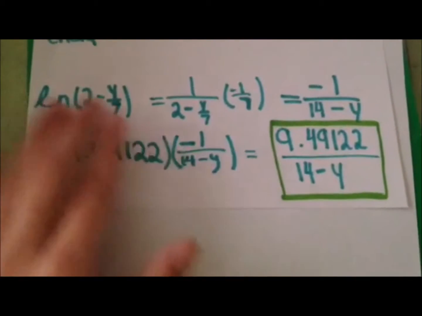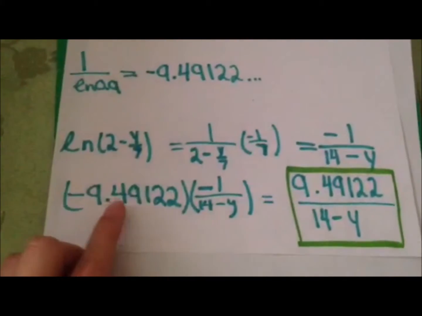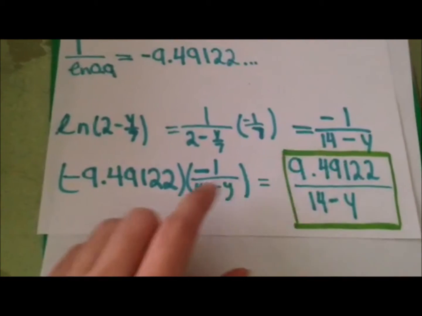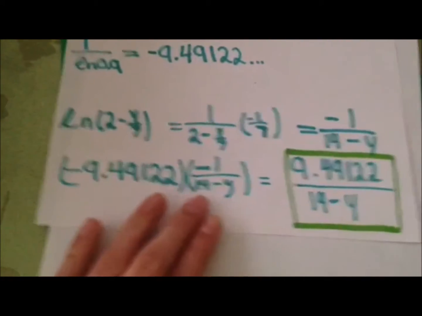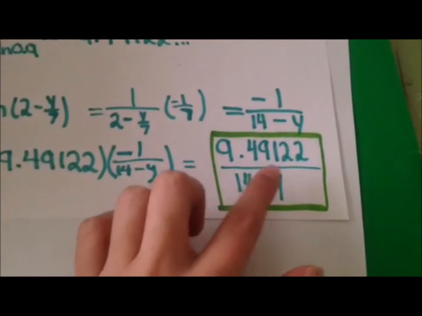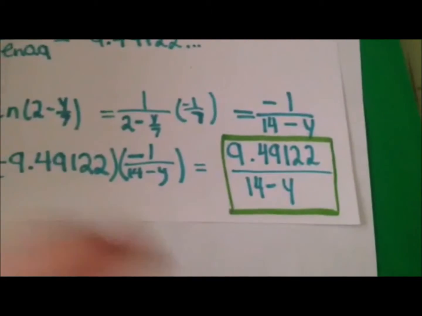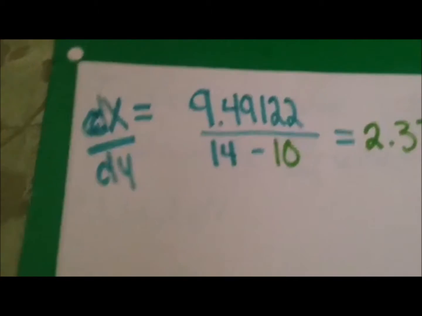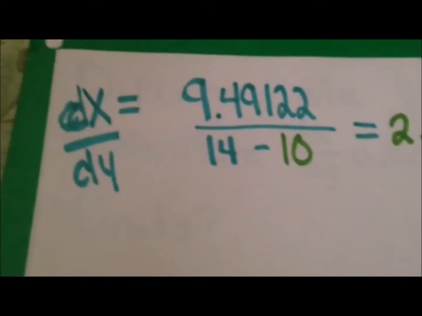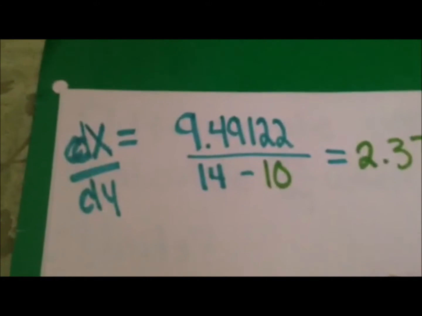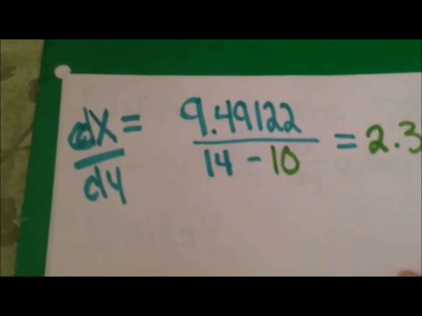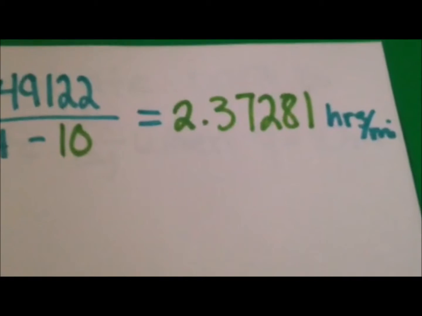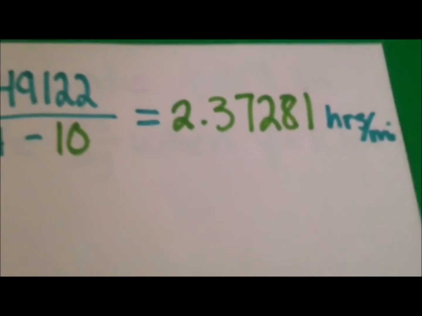Finally, for the last step, from your constant, negative 9.49122, multiplied by this portion here, negative 1 over 14 minus y, these two together give you 9.49122 over 14 minus y. And this is your dx over dy. After you find your equation, you have to plug in 10 for your y value. So you're given 9.49122 over 14 minus 10. This then gives you the value of 2.37281, and the units for this problem are hours per mile.